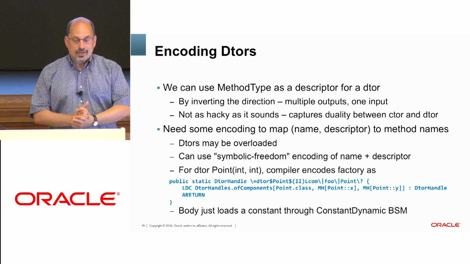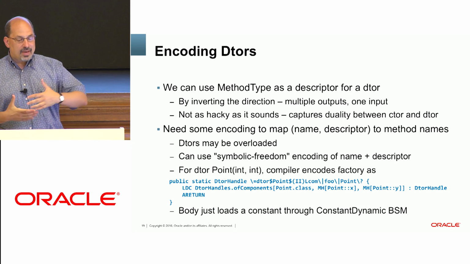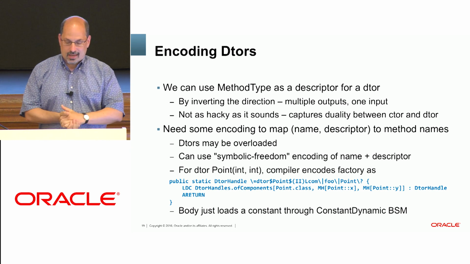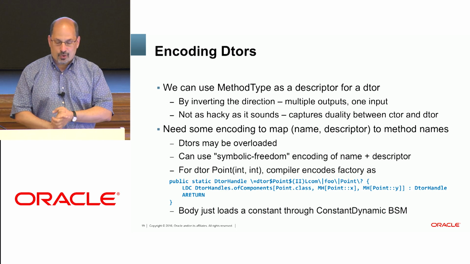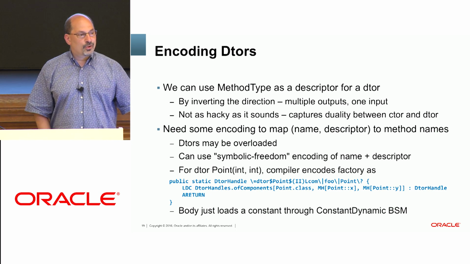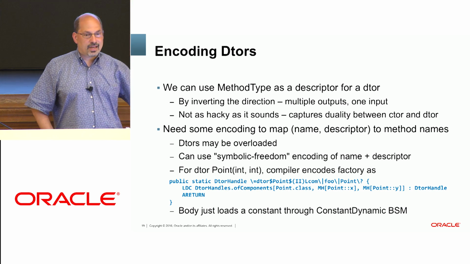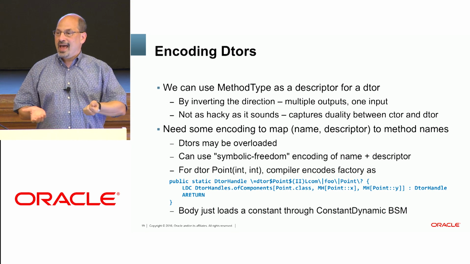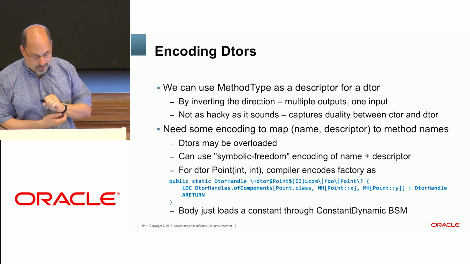Okay, so now we have to have some way of dynamically linking to one of these things. We can't just declare them as methods because we want to be able to overload them. But how many people here have read John's blog entry called Symbolic Freedom in the VM? Okay, so it's an encoding strategy for addressing the problem that you have strings that you want to encode as VM identifiers that can't necessarily be easily encoded in the VM instruction set.